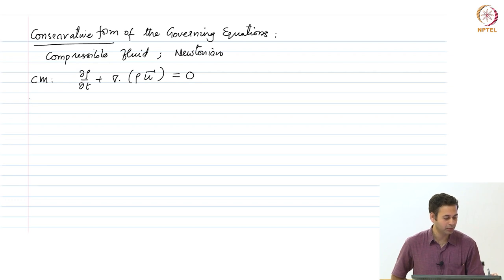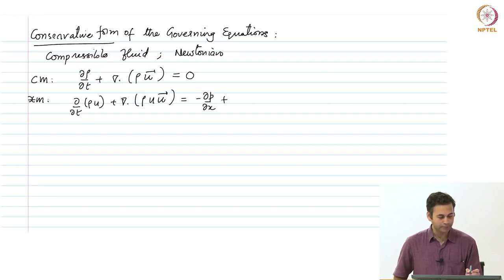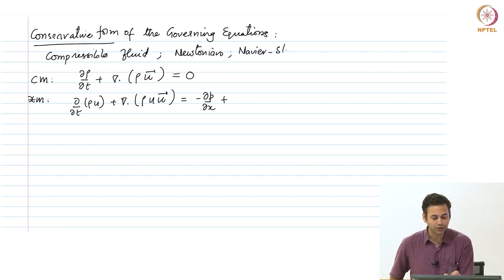And then our x momentum equation. If I expand the total derivative, that is rho du dt, into the local derivative and the convective term, that would read like partial by partial t of rho u, right? Plus we have del dot rho u u bar, right? This is rho times du dt equals, on the right hand side, minus partial P partial x plus. So when I say x momentum equation, we are actually writing down the Navier-Stokes equations, okay?